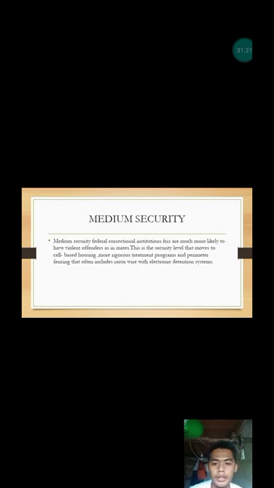Medium security federal correctional institutions are much more likely to have violent offenders as inmates. This is the security level that moves to cell-based housing, more rigorous treatment programs, and perimeter fencing that often includes razor wire with an electronic detection system. So medium security institutions are much more likely to have violent offenders.